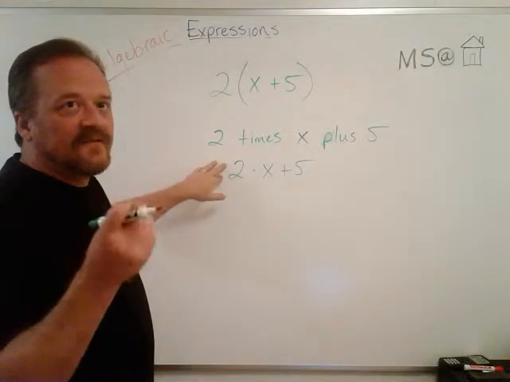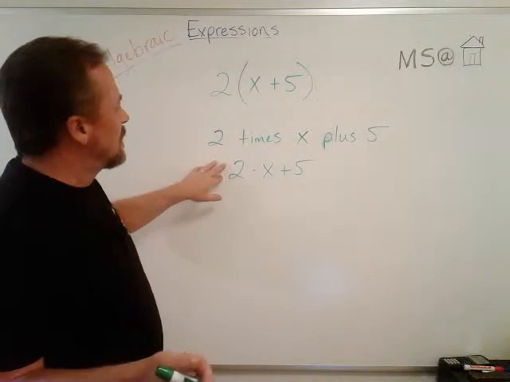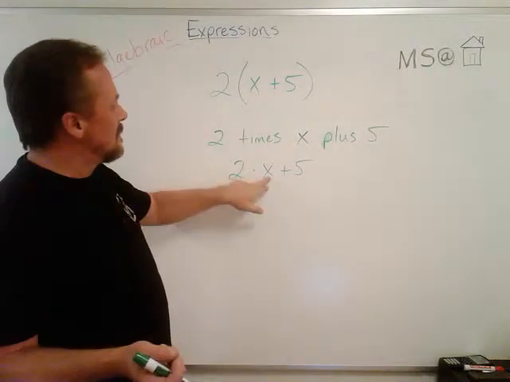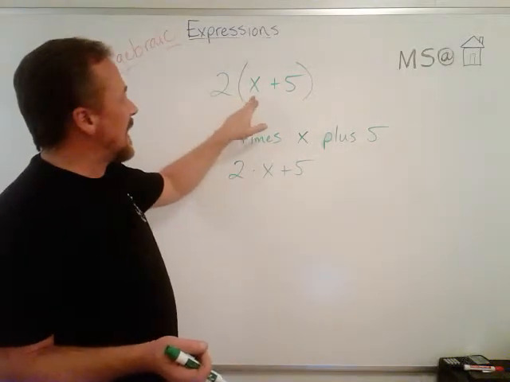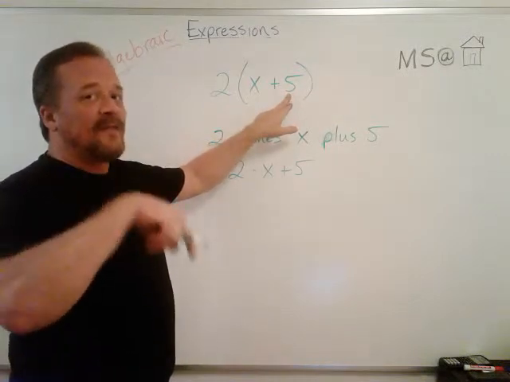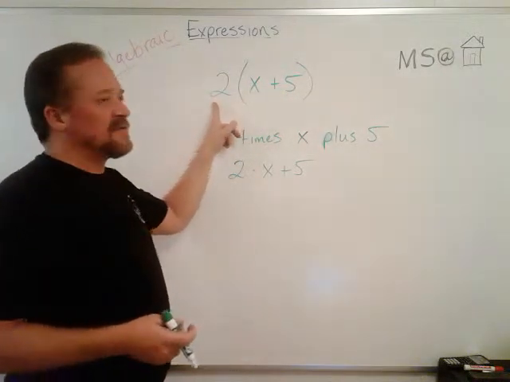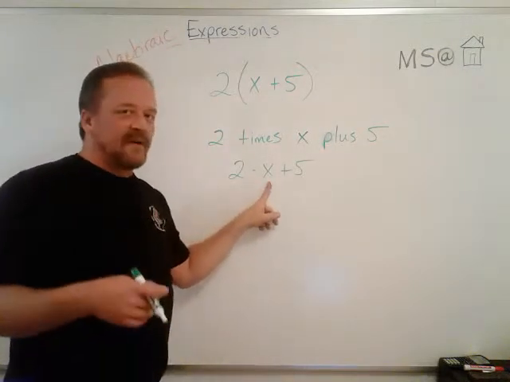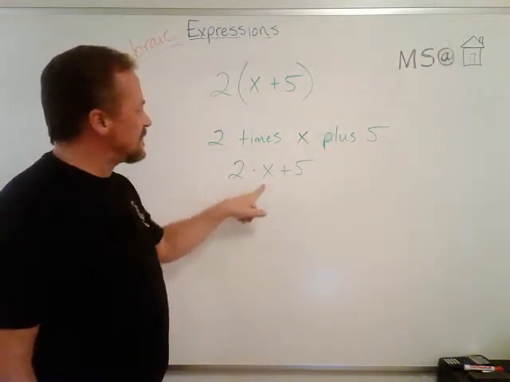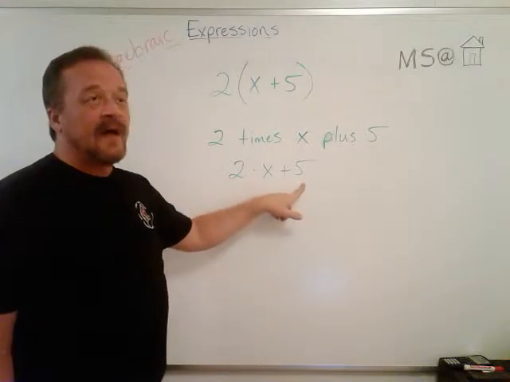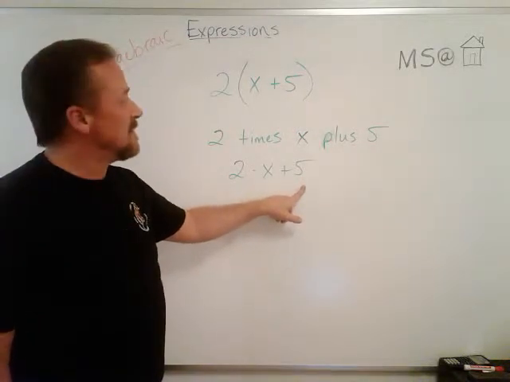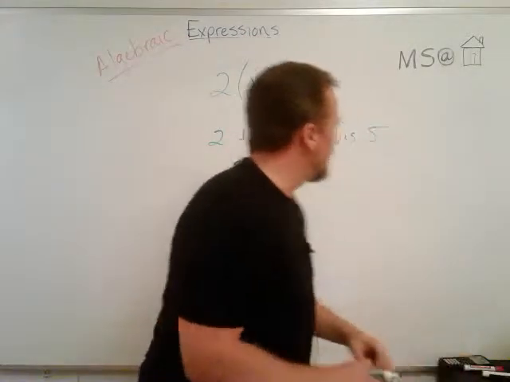Because once I finally figure out what x is, here I would add it to 5 first, and then, remember the order of operations, I would do it inside the parentheses first and then multiply by 2. Here, once I figured out what x was, I would multiply by 2 first and then add 5. And you'd get different answers, okay? So we have to be careful. This will not work.